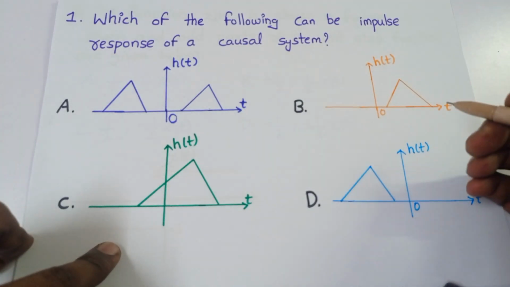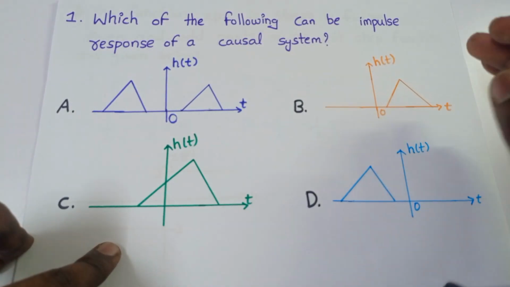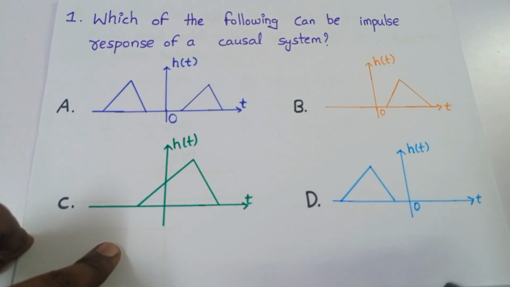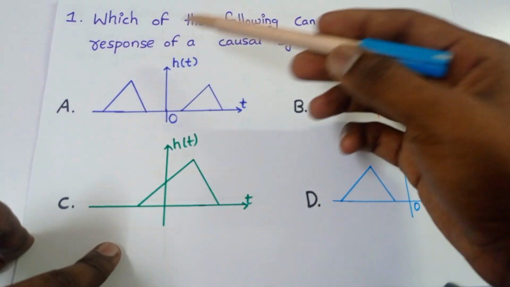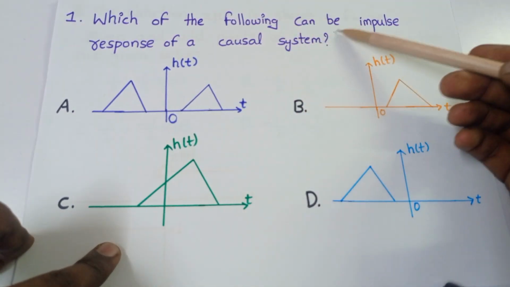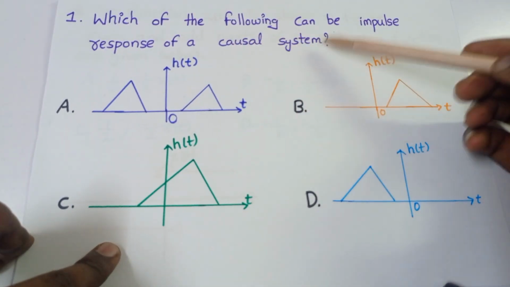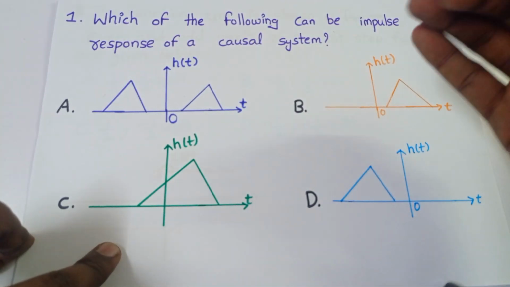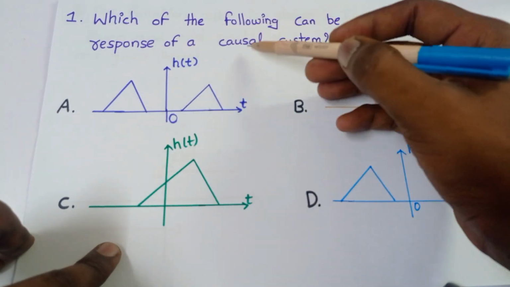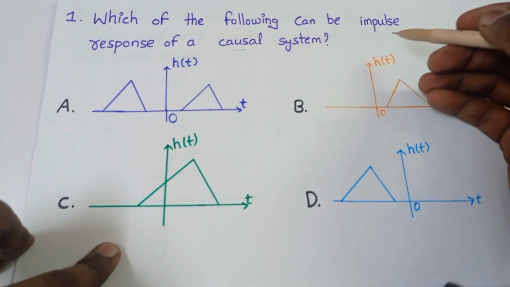Hello friends, in this video I am going to solve for you 4 important problems on the Signals and Systems subject for GATE 2023. Here is the first question: which of the following can be the impulse response of a causal system? Here I am going to explain the concept with the problem.